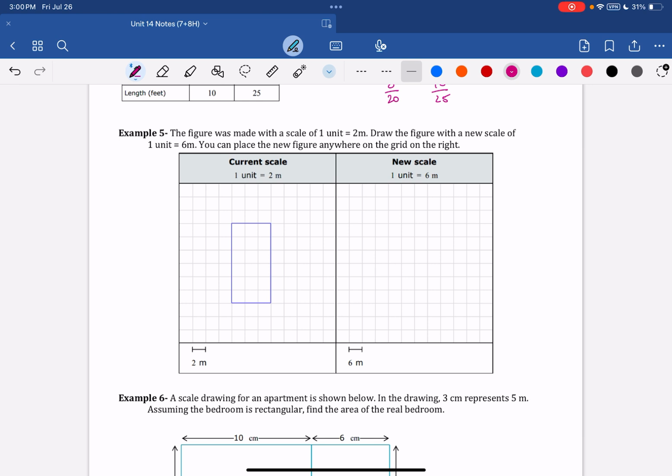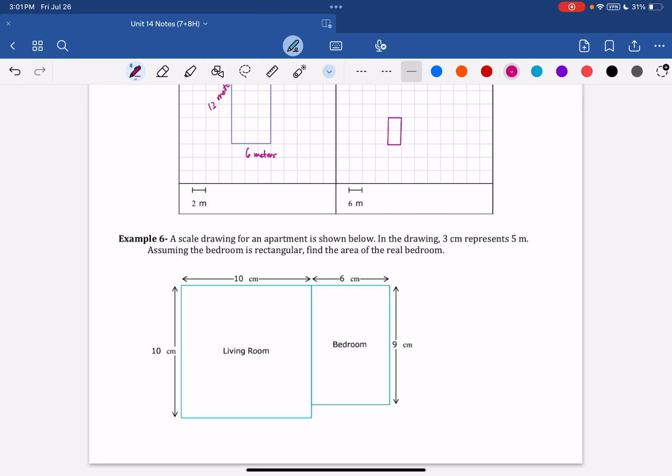The figure was made with a scale of 1 unit equals 2 meters. Draw the figure with a new scale of 1 unit equaling 6 meters. You can place the new figure anywhere. So this is 6 by 3 boxes, which means this side is 2, 4, 6 meters long by 2, 4, 6, 8, 10, 12 meters. Based on that scale, we want the new one to have the same measurements, but our new scale is 1 box is equal to 6 meters. So there's our new drawing.